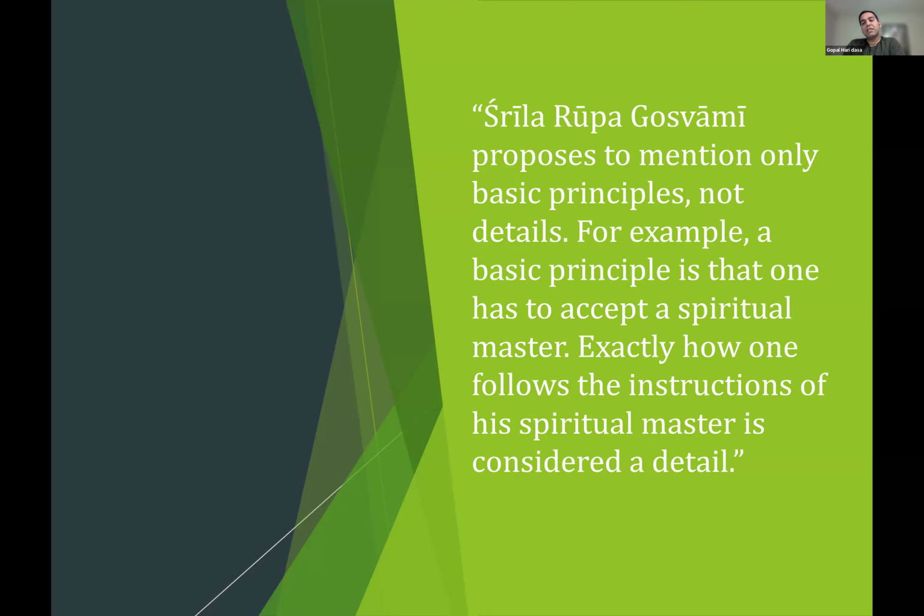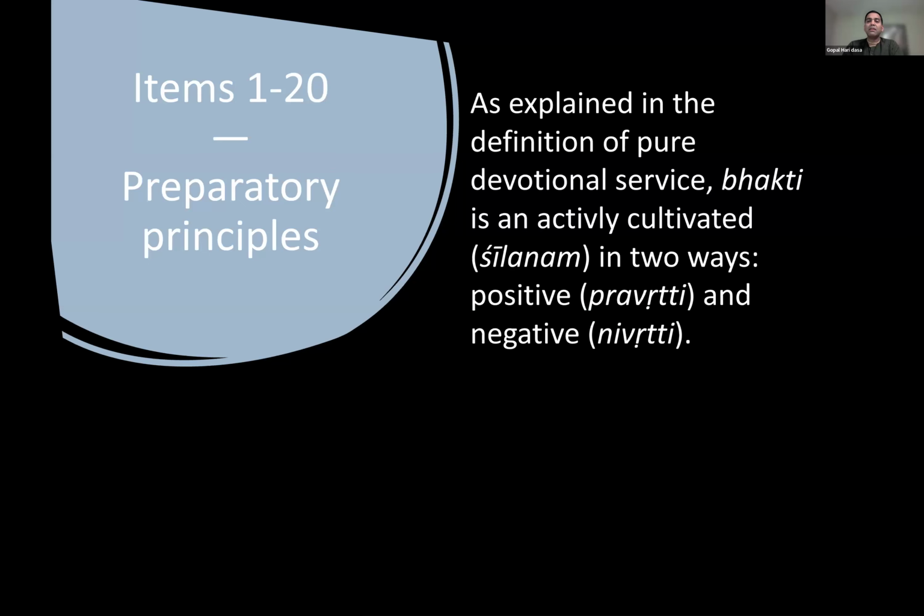There are so many details and intricacies in understanding how to perform devotional service that we apply on a day-to-day basis. Not all of that is being discussed. And like the last 5 items are the most potent items of devotional service, the first 3 are the most important items of devotional service. As explained in the definition of pure devotional service, bhakti is an activity cultivated, shilanam, in 2 ways: positive, pravritti, and negative, nivritti.